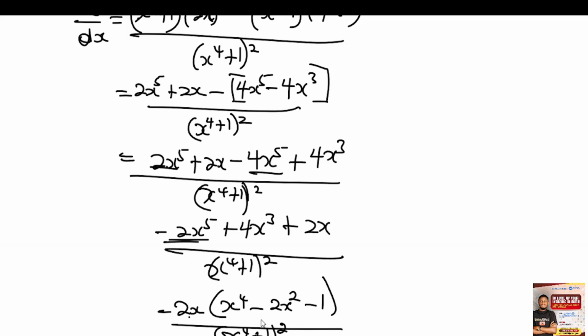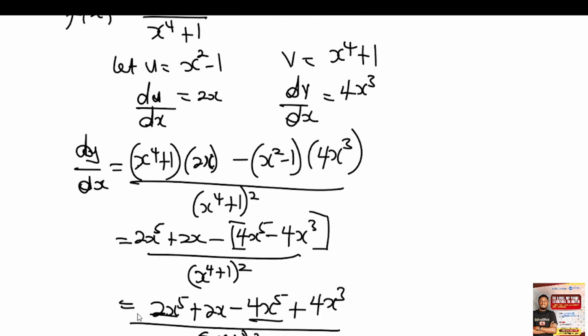The negative 2 times negative 2x squared will give us positive 4x cubed. Then negative 2x times negative 1 will give us positive 2x. So that is the differentiation for the first one.